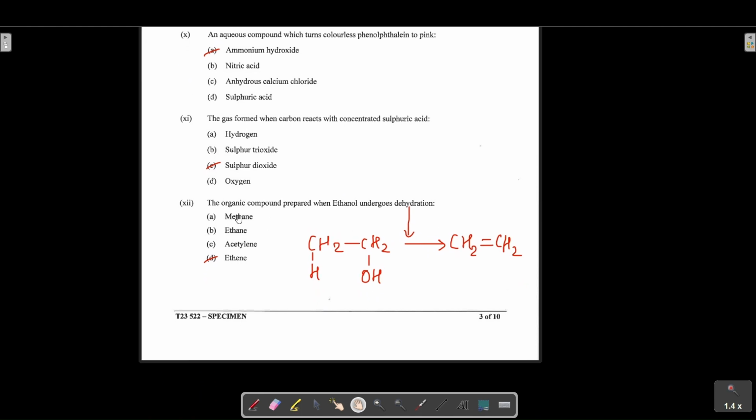The organic compound prepared when ethanol undergoes dehydration: I have written the reaction also for you. So what you have to do here is, from ethanol you just remove the water. What is left? A new bond will form between carbon and carbon, so it is ethene.